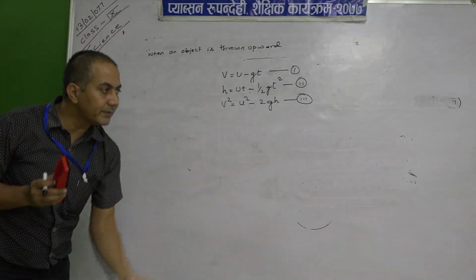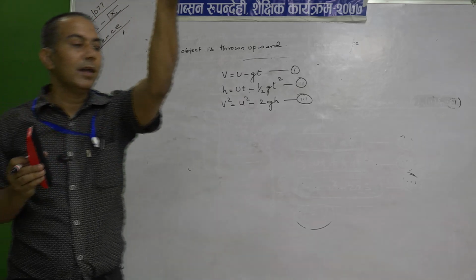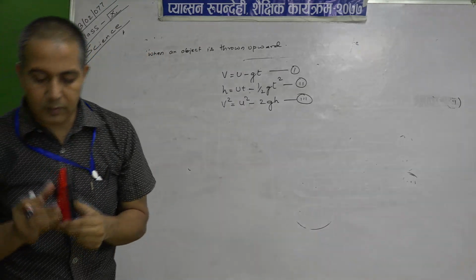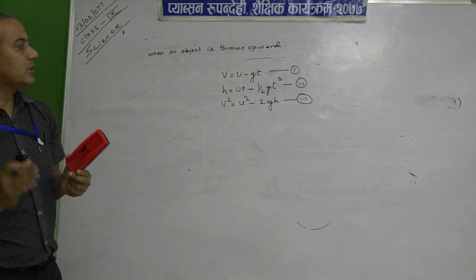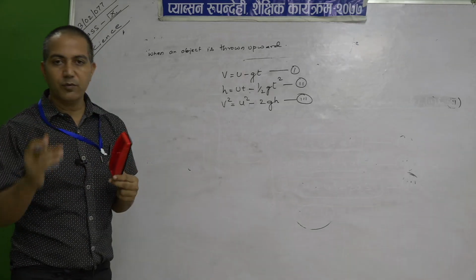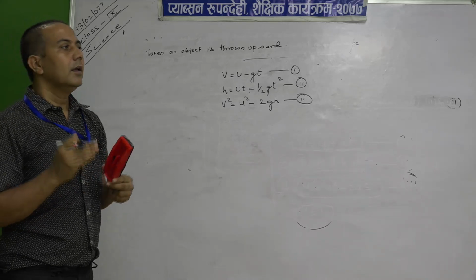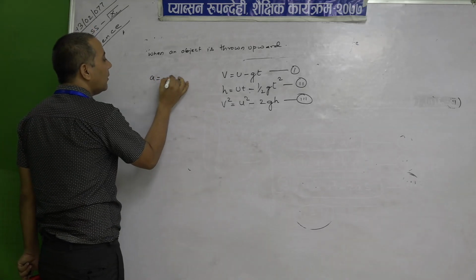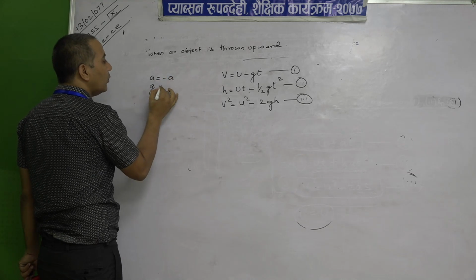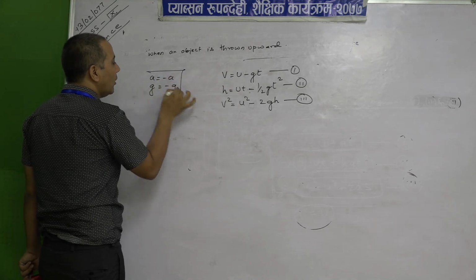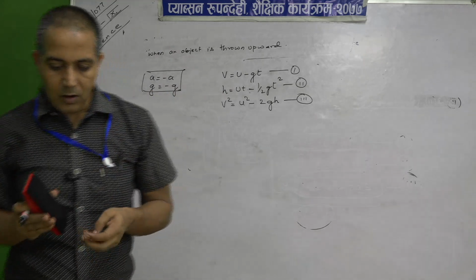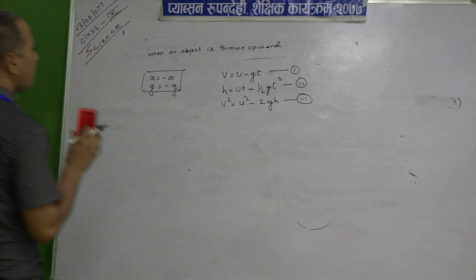But when the object is thrown upward, at that time what happened? There will be a change in the formula: the positive sign before gt or the acceleration will be changed into negative acceleration, minus a. That means g will be minus g for the upward going object. Okay. So, this is the sum of the equations.